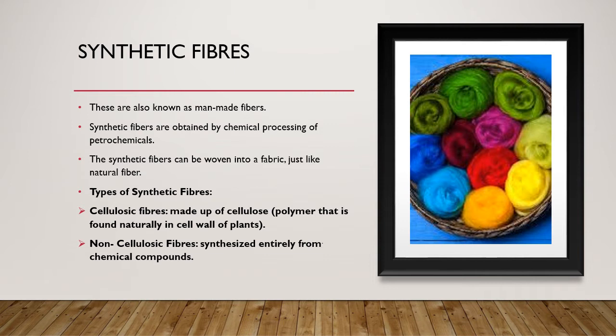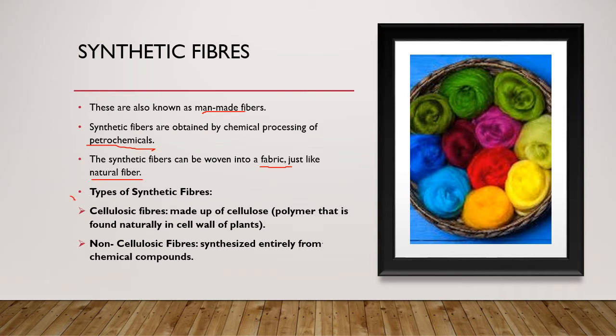These drawbacks in natural fibers led scientists to use their knowledge of chemistry and technology to create fibers artificially. These fibers are called synthetic fibers. These are also known as man-made fibers. Synthetic fibers are obtained by chemical processing of petrochemicals. They can be woven into fabric just like natural fiber.